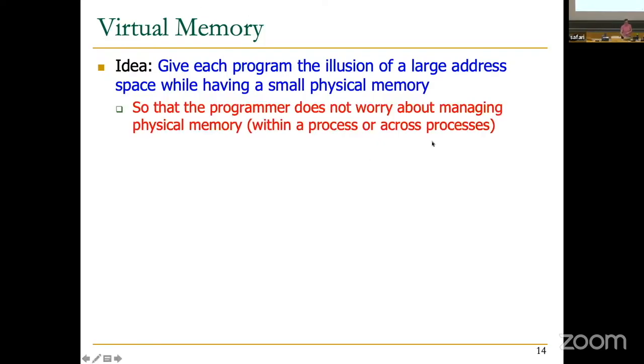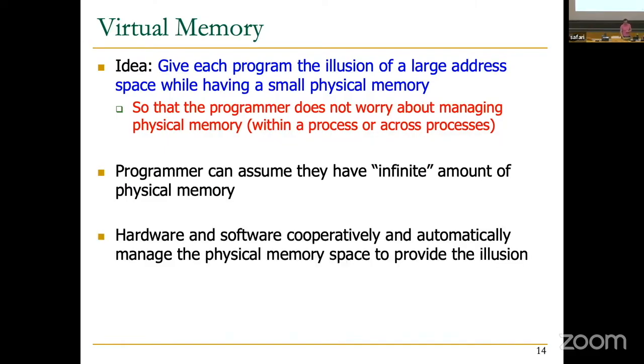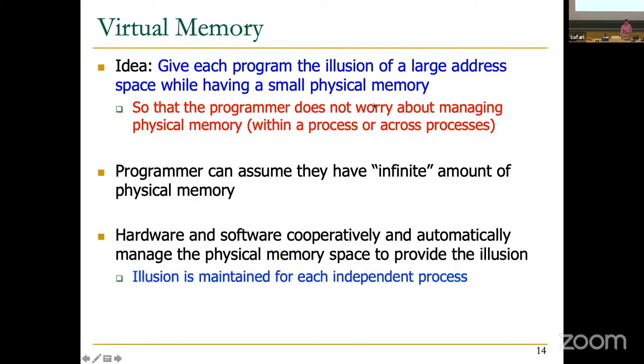But the programmer does not worry about managing physical memory within a process or across processes, essentially. Programmer can assume they have infinite amount of physical memory. Hardware and the software cooperatively and automatically manage the physical memory to provide the illusion that we want. And the illusion is maintained for each independent process. I have to emphasize this. Virtual memory is not a system-level thing, it's a process-level thing. Each process has its own virtual memory.